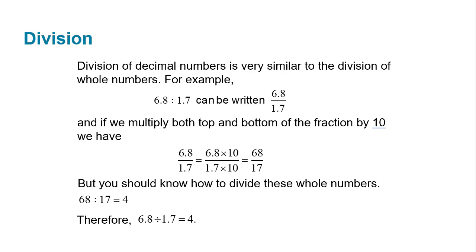Division of decimal numbers is very similar to division of whole numbers. You could stack them in a fraction, and then all you have to do is multiply it by enough powers of 10 to get rid of all the decimals. In this example, they both only have one decimal, so you multiply top and bottom by a power of 10, you get 68 over 17, and then you do your typical long division with 68 over 17.